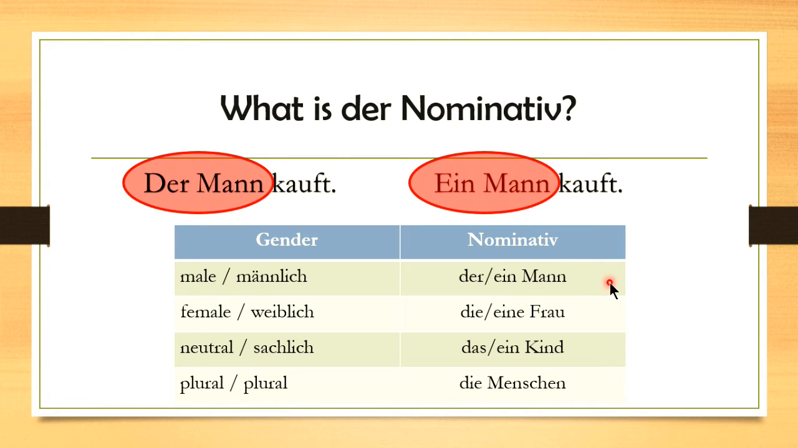So nominativ, or the subject, means it's either der or ein. Der or ein Mann for the male. Die or eine Frau for female. Das or ein for neutral, and then we have the plural. If you remember correctly, indefinite articles don't have a plural, just like in English. We can say a child, but we can't say a children.